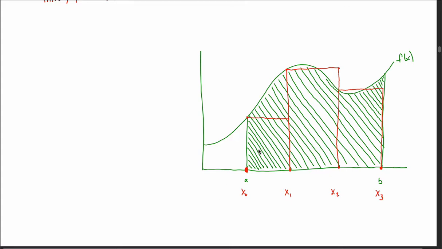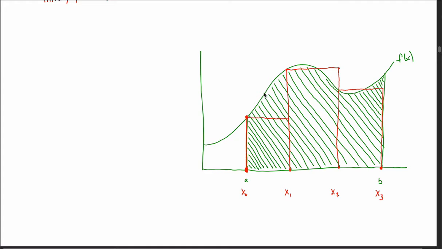Here's the picture as best I can draw it for estimating the area underneath this curve using 3 rectangles, and the heights of the rectangles are based on their left endpoints. What do I mean by that? Picture this first rectangle whose base goes from x0 to x1. Its height is based upon this point. This point is the left endpoint of this rectangle.